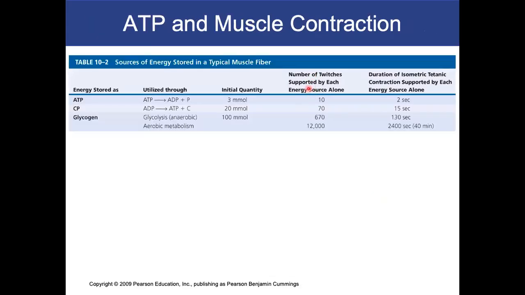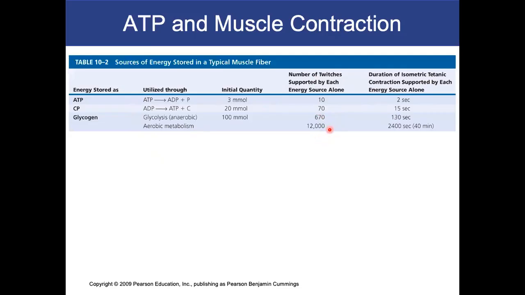This tells you the number of twitches supported by each energy source alone, and then isometric tetanic contractions. So I thought that was interesting to throw in there now that you spent some time on metabolism and contraction. So take a look at your ATP. That allows you to do 10 twitches, creatine phosphate 70, and then glycogen through anaerobic glycolysis is 670, and then aerobic 12,000 twitches. And so which one obviously is more favorable energetically? To go through aerobic metabolism, right?